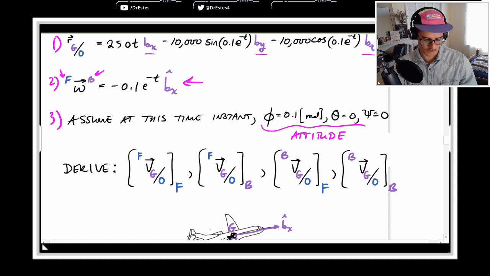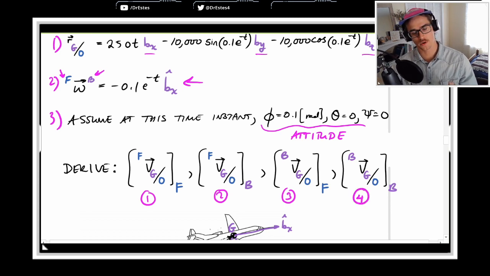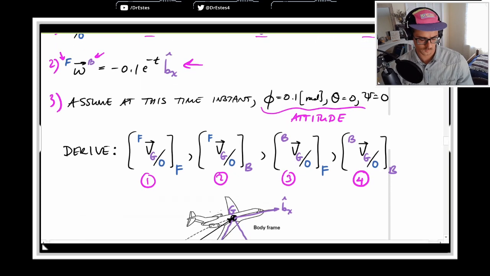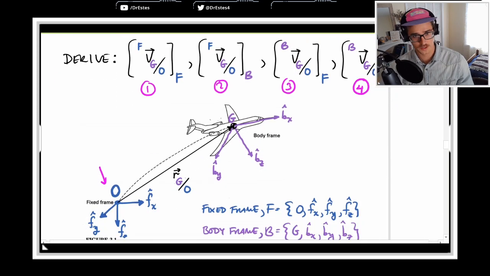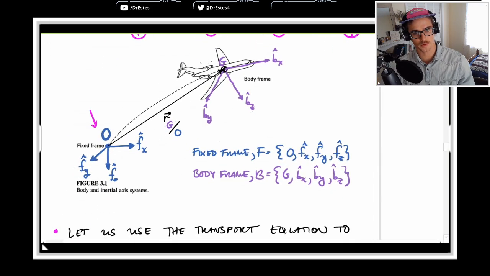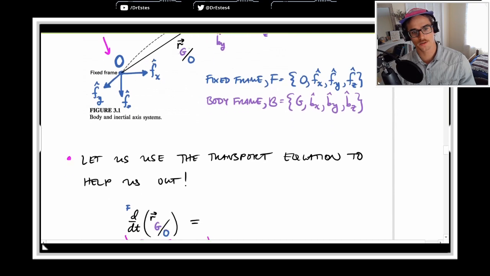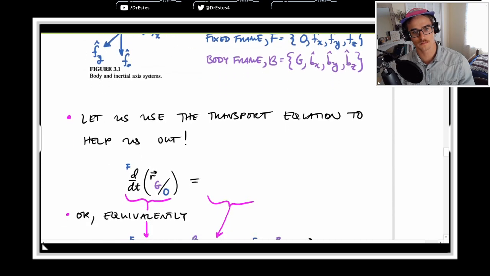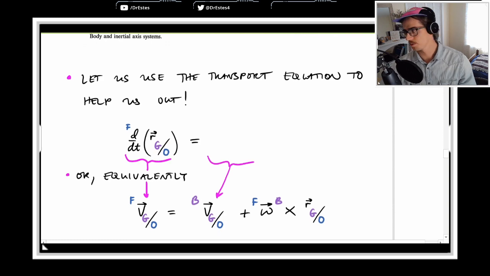Okay, now we have all of these four cases of the velocity from above, and it's confusing. So we're going to try to use this example and calculate what all of these velocities are and see what's different about them. So that's our goal. Get all four of these different velocities. Superscripts and subscripts flying all over the place. Now we're going to use the transport equation to help us out. So this is the transport equation.